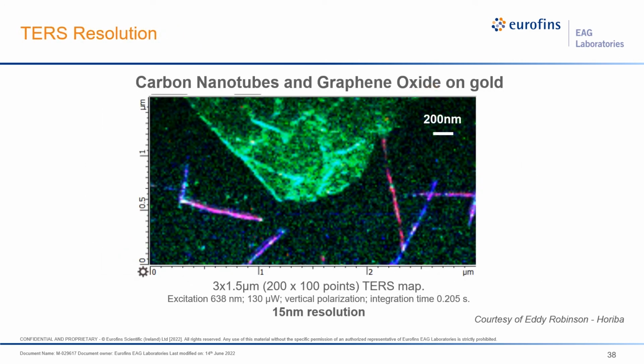To highlight the very high lateral resolution in the nanometer range, this is an example of Raman characterization of carbon nanotubes and graphene oxide using a 638 nanometer laser. Resolutions down to 15 nanometers have been achieved. The beauty of these two techniques is that they are done in ambient condition and can also be done under liquid conditions.